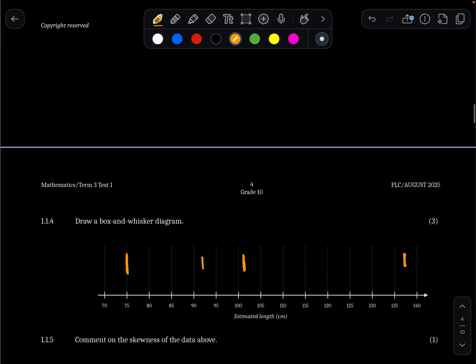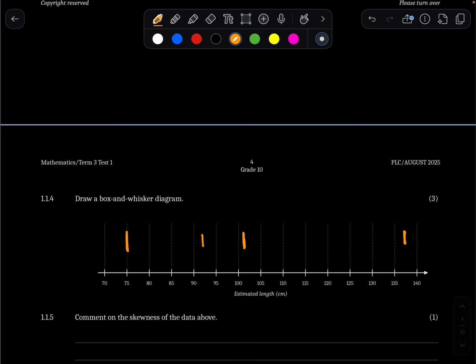So that's in there somewhere. And we can then draw it in like this. So here's our box. And then there's the whisker. Okay, and it is, yeah, we can just draw that, that's fine.